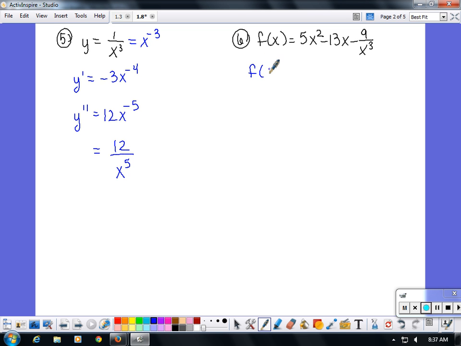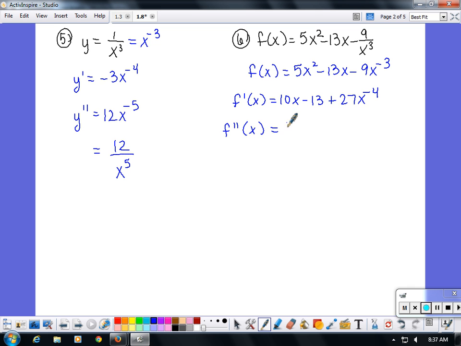6. I'm just going to rewrite that last piece to make it easier to take the derivative of. So first derivative, 10x minus 13 plus 27x to the negative 4. And then second derivative is 10. Derivative of 10x is 10. Derivative of that constant 13 is 0, and now we need to multiply 27 by 4, and you get minus 108 x to the negative 5. And let's reduce that a little bit. Minus 108 on top, x to the 5 on bottom.